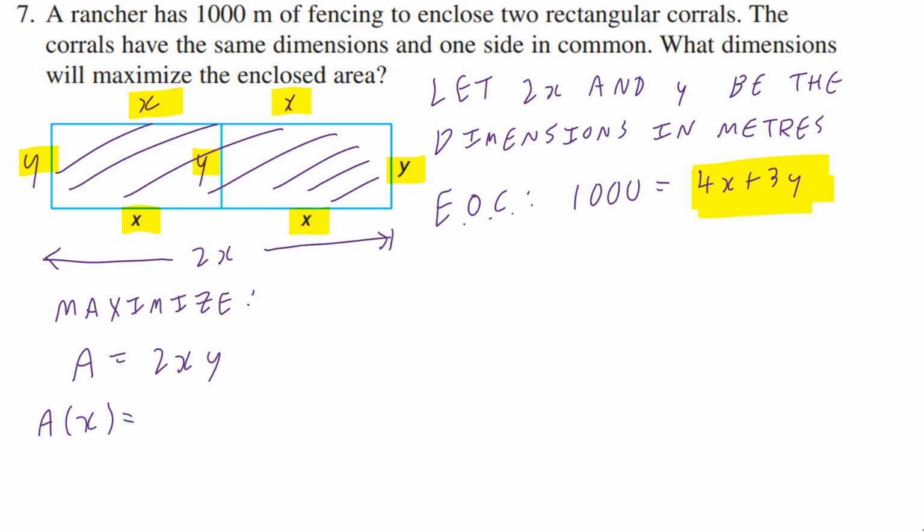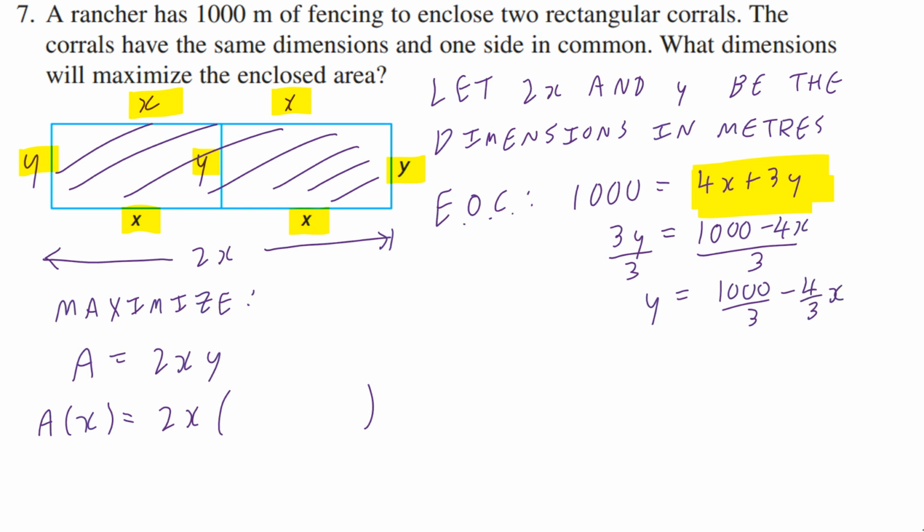So one approach is to rewrite this in terms of x, which means if you go back to the EOC, the equation of constraint, you can isolate for y. So if you keep 3y on the right-hand side, but I'm just writing it in reverse, you can bring 4x to the left. The opposite of multiplying by 3 is to divide by 3. So y is going to be 1,000 divided by 3 minus 4 divided by 3 times x. I'm going to put a box around this.